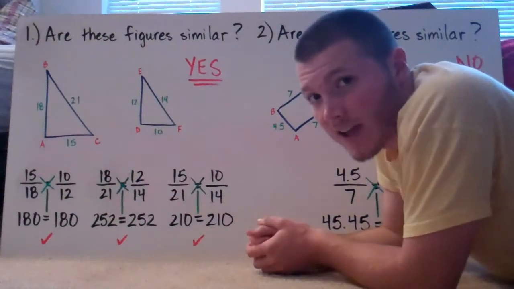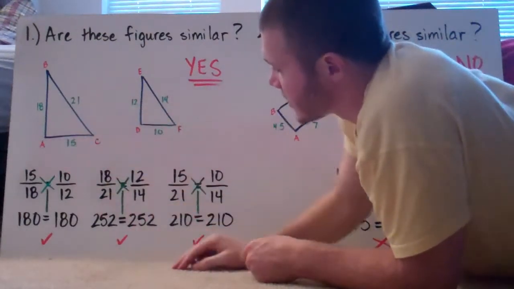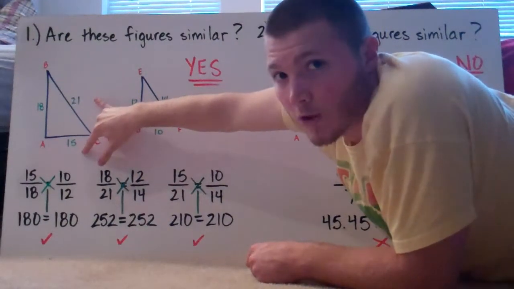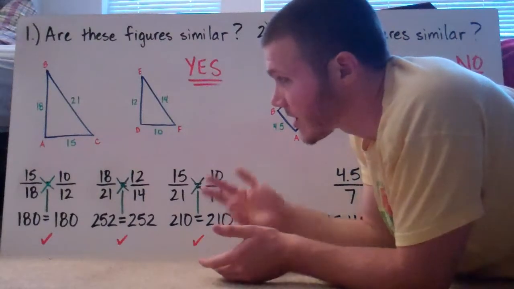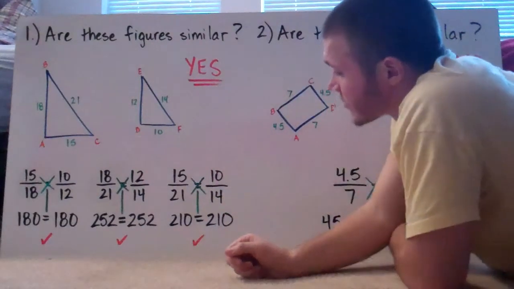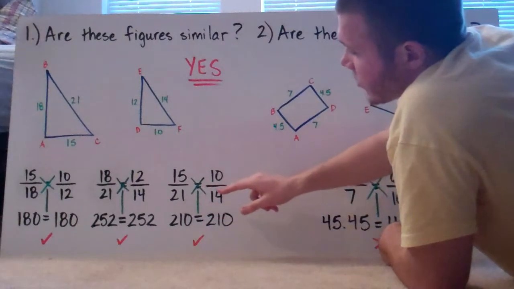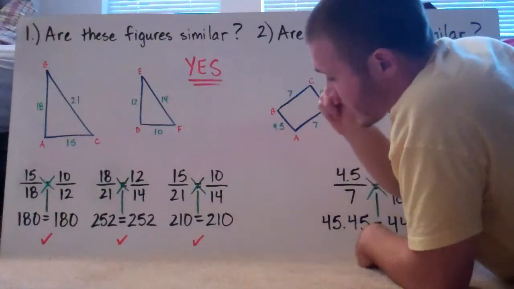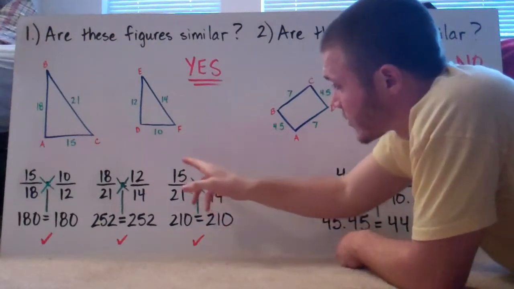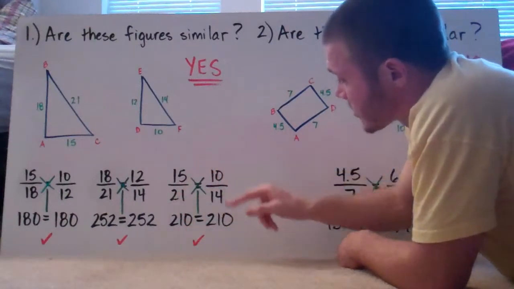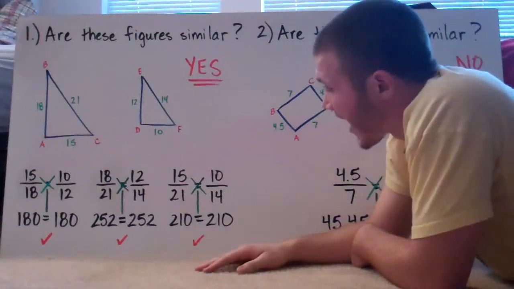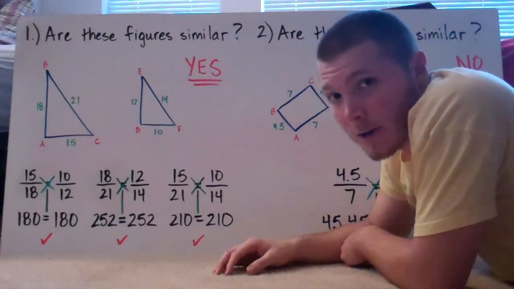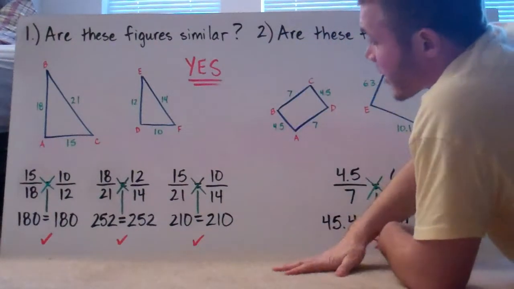Now the only combination I haven't used yet: I've done 15 and 18, I've done 18 and 21, but I haven't combined 15 and 21 yet. So let's use that. I've got 15 over 21, 10 over 14. Now I'm going to cross multiply. 15 times 14 is 210, and 21 times 10 is 210. So every single combination of sides is proportional to the corresponding combination. That means those triangles are similar.